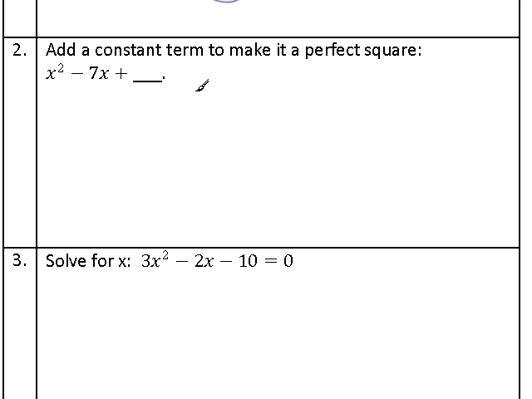In number 2, we want to add a constant term that will make this a perfect square. All right, so half the middle term squared. Half of 7, we'll just write as 7 over 2. Square it, and we get 49 over 4. That's it. That's all there is to that.